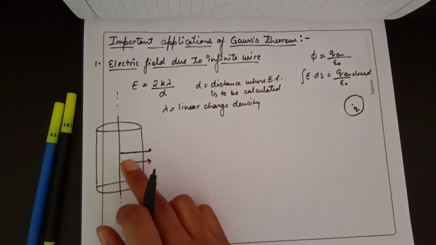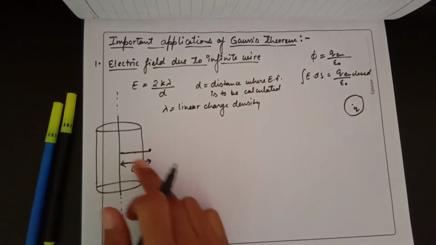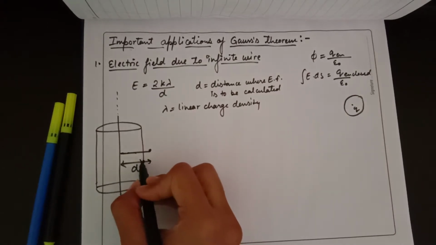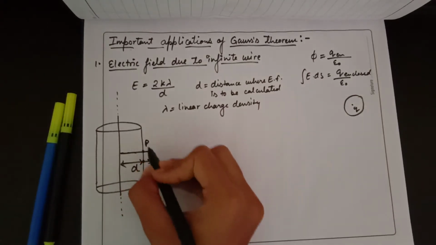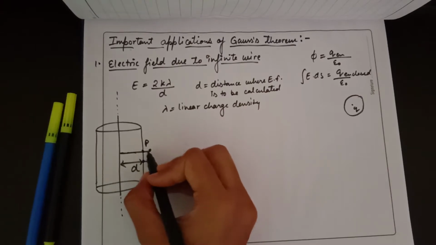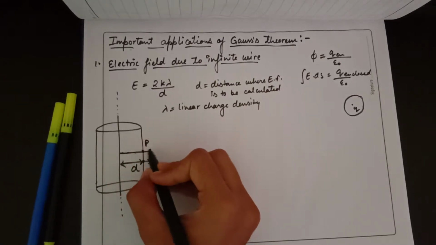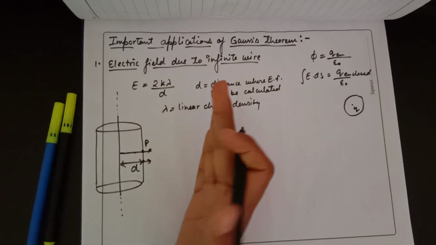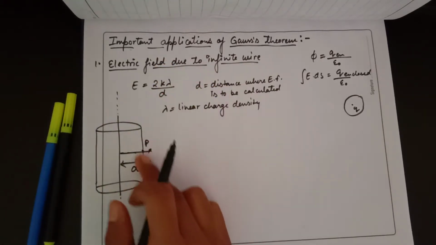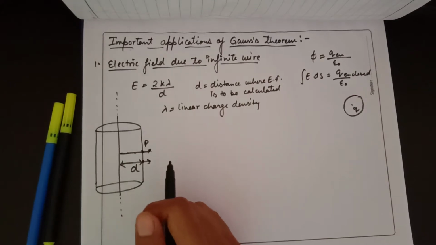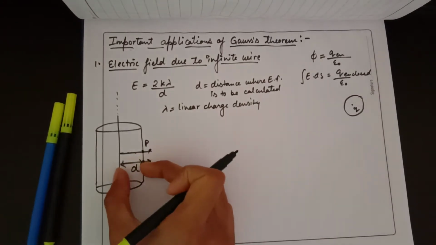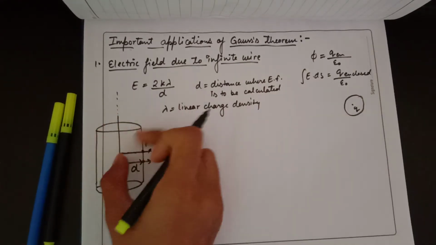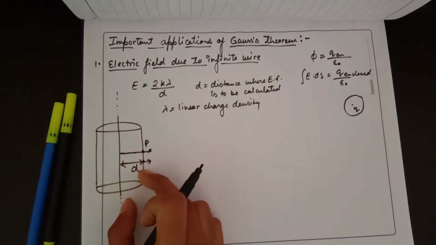So here we have the Gaussian surface like this, and this is the point P where we want to calculate the electric field. Sorry, I have shifted it here. We will make the Gaussian surface which includes the point where we want to calculate the electric field. So d is this distance and P is this point. So the radius of the cylinder will be d.